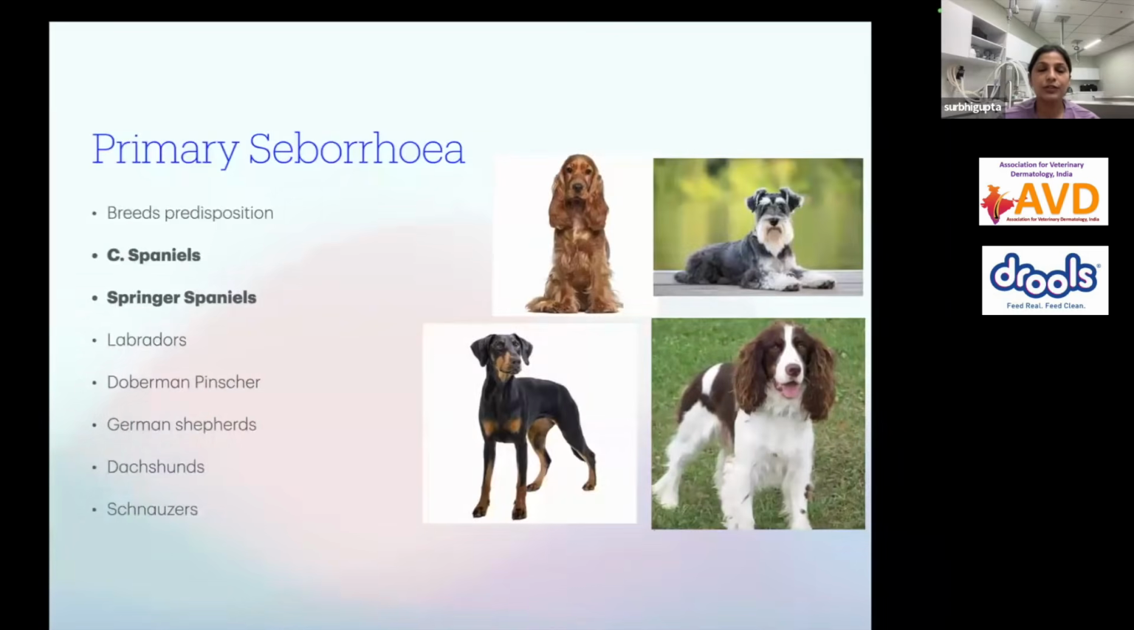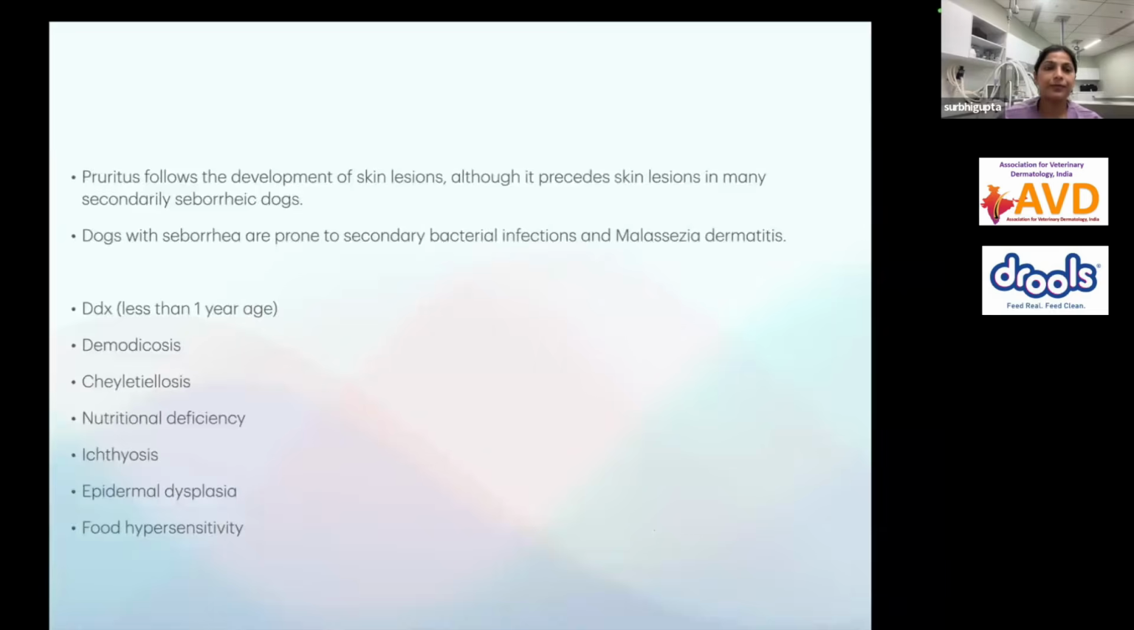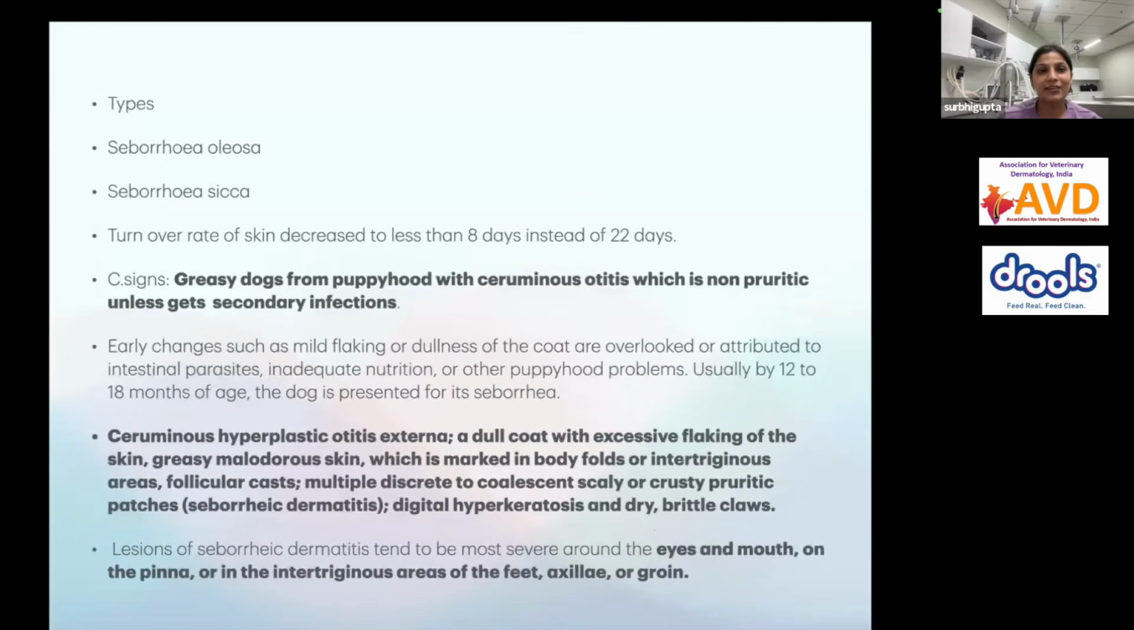So the first condition I will talk about is primary seborrhea. This condition is mainly breed predisposed and commonly seen in Cocker Spaniels and Springer Spaniels, but has also been seen in Labradors, Dobermans, German Shepherds, Dachshunds, and Schnauzers. There are two types of seborrhea: one is the dry form and one is the wet form, Seborrhea sicca and Seborrhea oleosa.